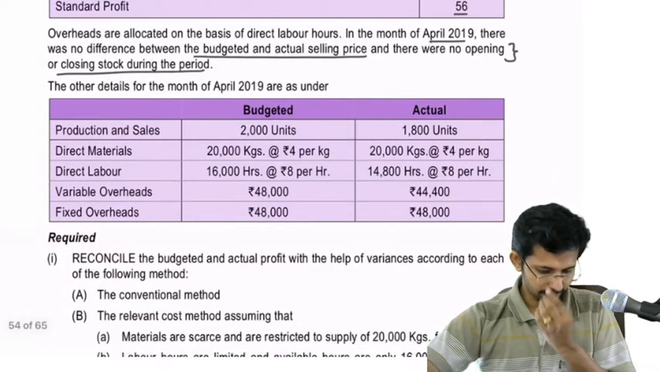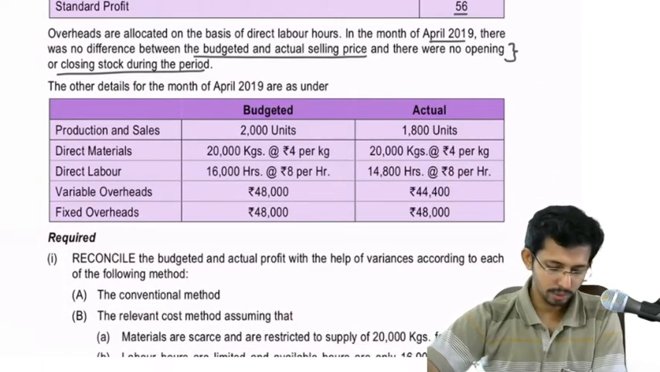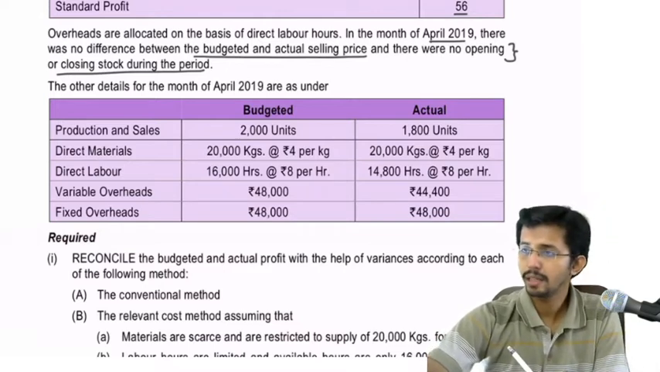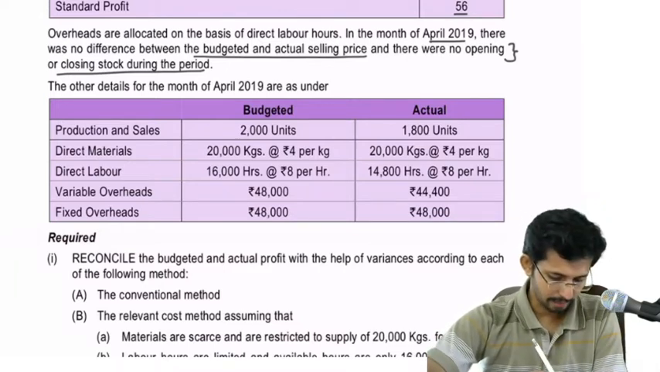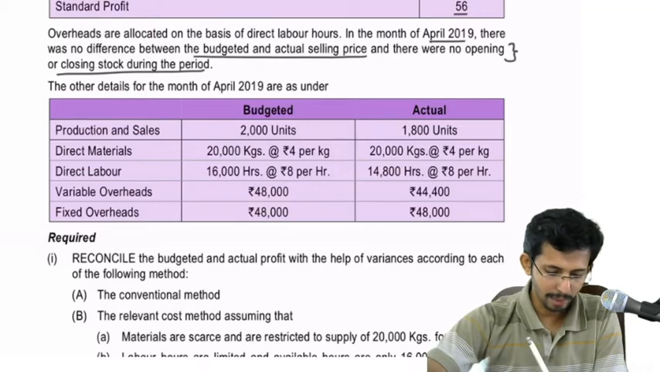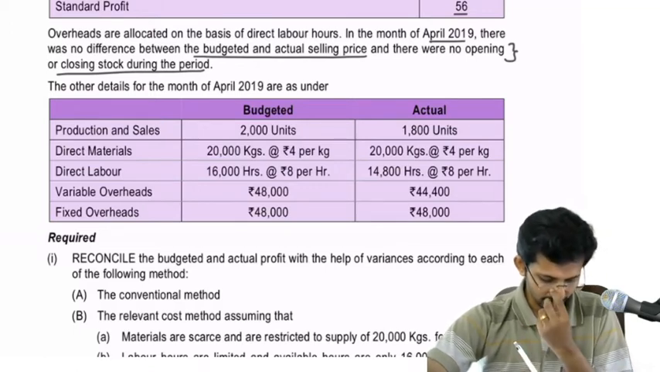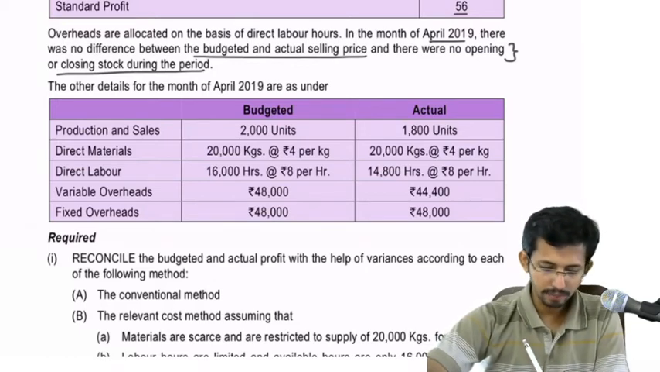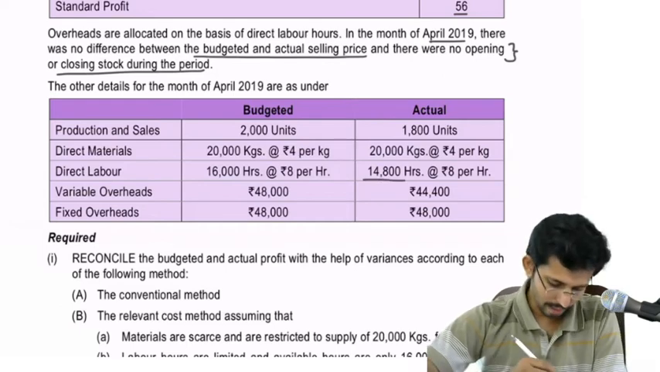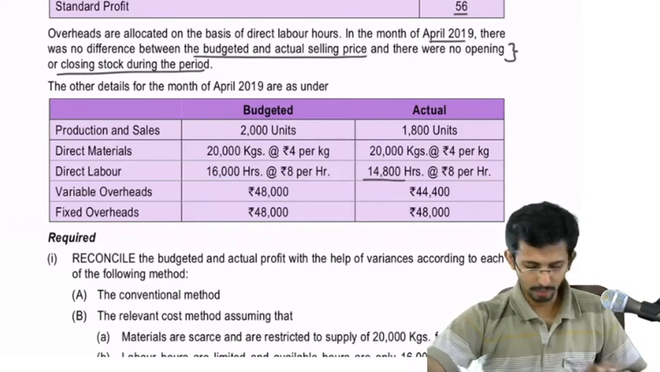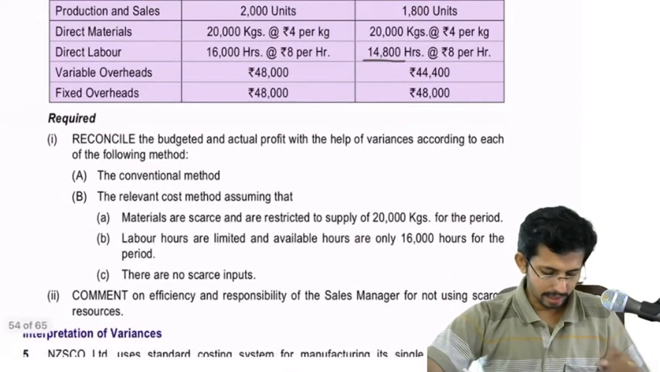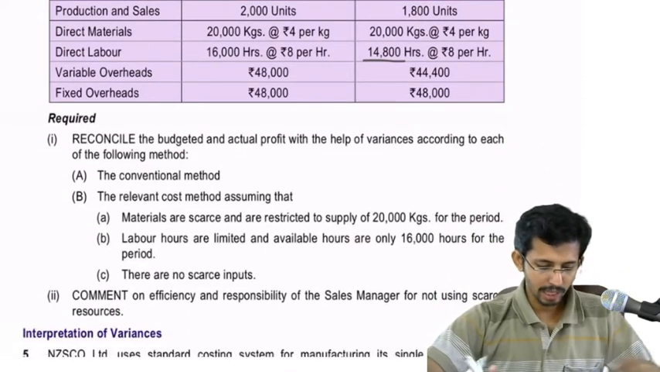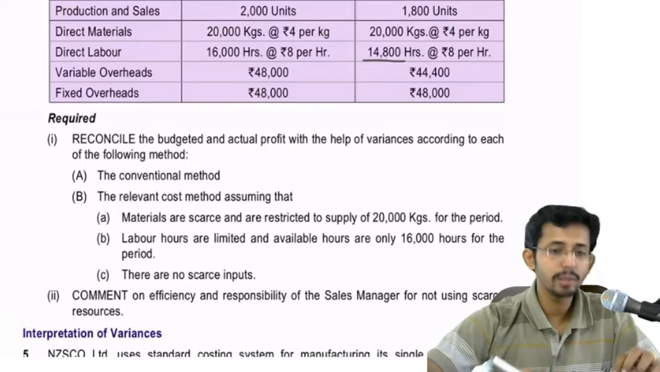Production and sales, budgeted was 2000 but actual was 1800. Direct material, you have information, budgeted 20 kilos at rupees 4 per kg, whereas actual was 20 kilograms at rupees 4 per kg. Direct labor, 16,000 hours at 8 per hour, actual was 14,800 hours at rupees 8 per hour. Variable overhead amount is there, fixed overhead amount is there. Required, reconcile the budgeted and actual profit with the help of variances according to each of the following method.